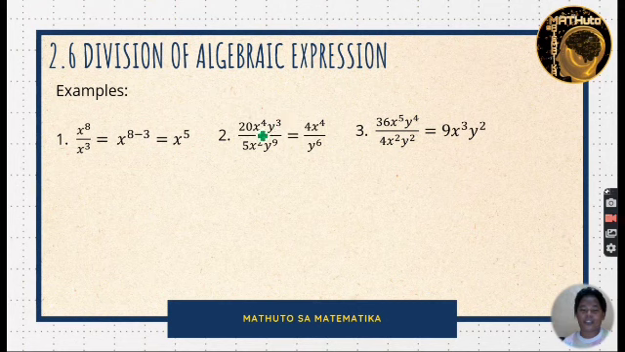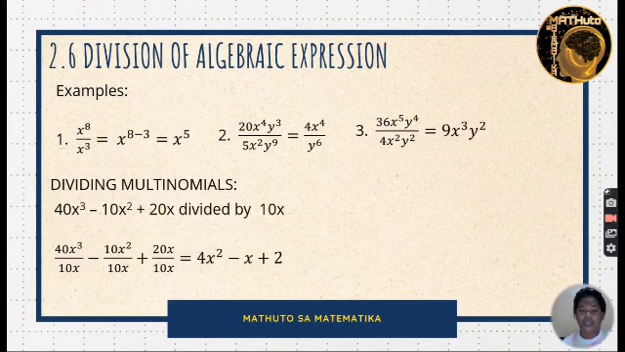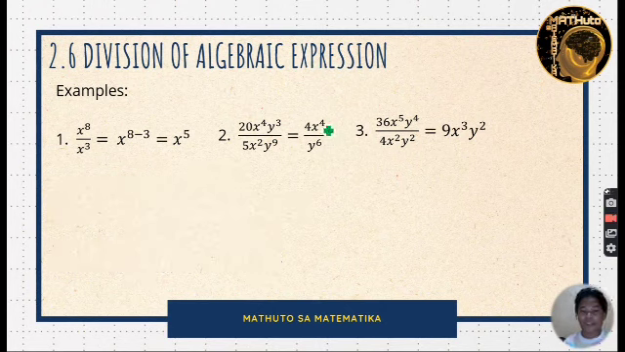Next, 20x to the 4th y cubed divided by 5x squared y to the 9th power. So, we're going to divide 20 divided by 5. So, we also divide the constant or the numerical coefficient rather. Then, for the x, 4 minus 2 is 2, so 4x squared, because 4 minus 2 is 2. 3 minus 9 is negative 6. So, the value of y in the denominator is bigger, so it will remain in the denominator part. So, y to the 6th.